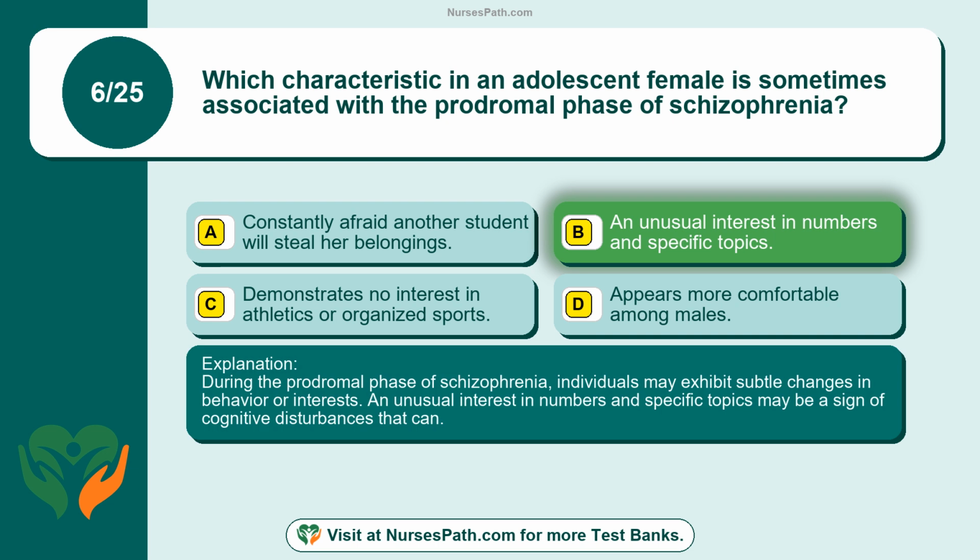During the prodromal phase of schizophrenia, individuals may exhibit subtle changes in behavior or interests. An unusual interest in numbers and specific topics may be a sign of cognitive disturbances that can precede psychosis.